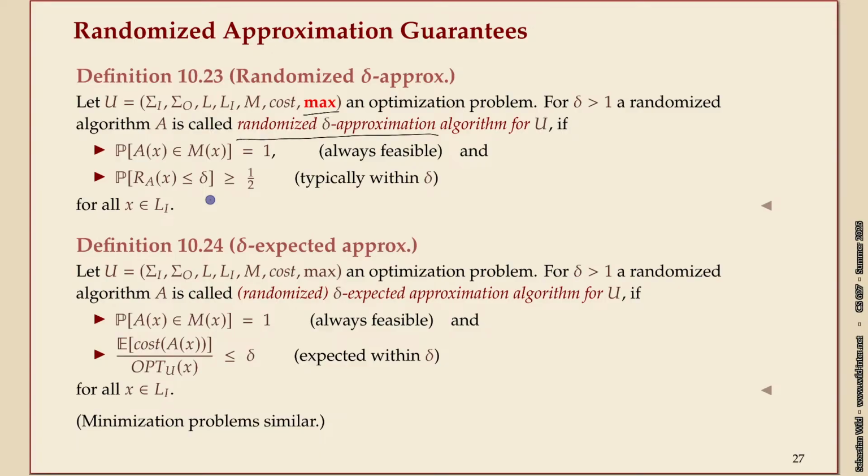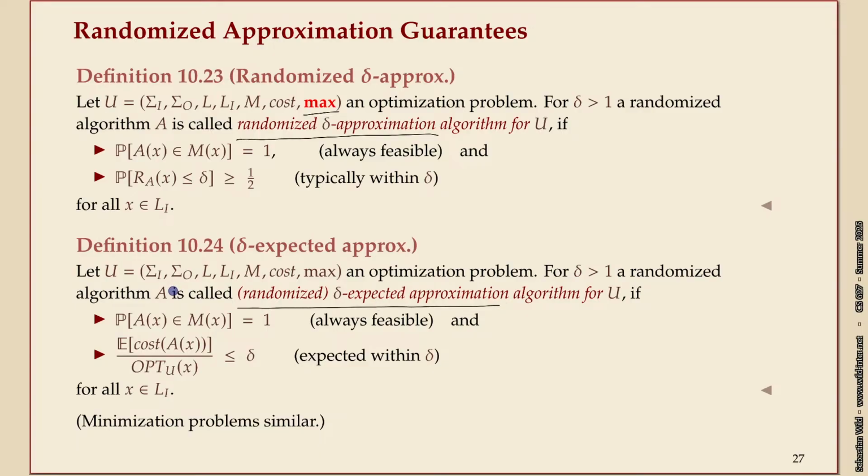So it can output worse solutions occasionally. It can never output infeasible solutions that are not even a valid solution. But it has to output one that satisfies the approximation guarantee at least half the time. So you can already imagine you can repeat this and boost this probability, and you just always pick the best solution that you've seen. The other notion is where we have an expectation smuggled in.